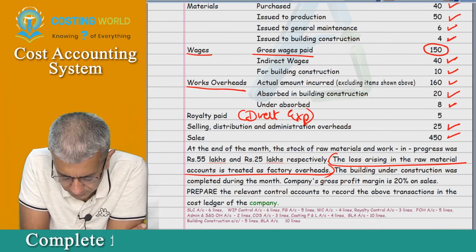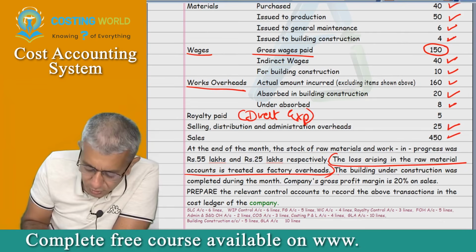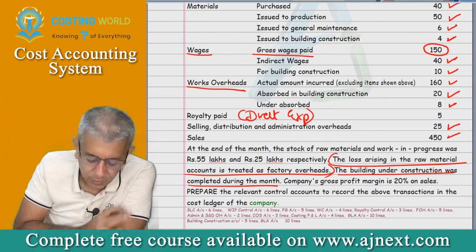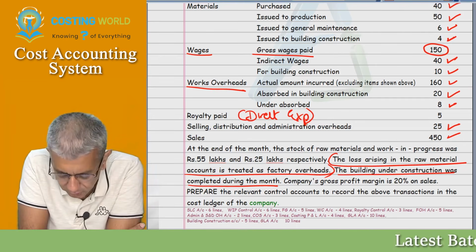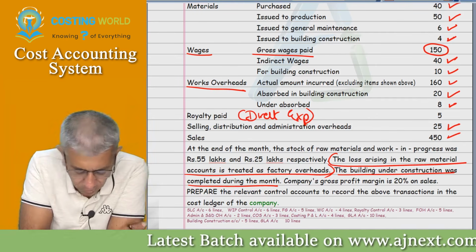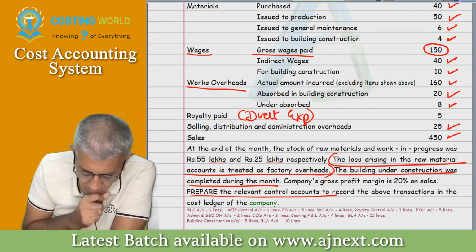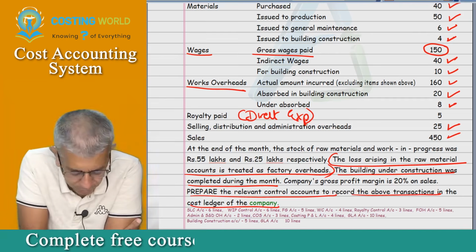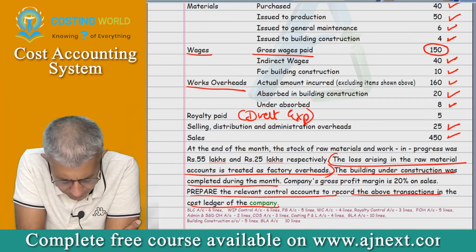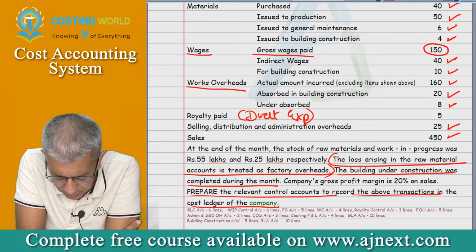Further, the building under construction was completed during the month. Company's GP margin was 20% on sales. Prepare the relevant control accounts to record the above transactions in the cost ledger of the company. Okay, so we will start preparing the accounts that are there.